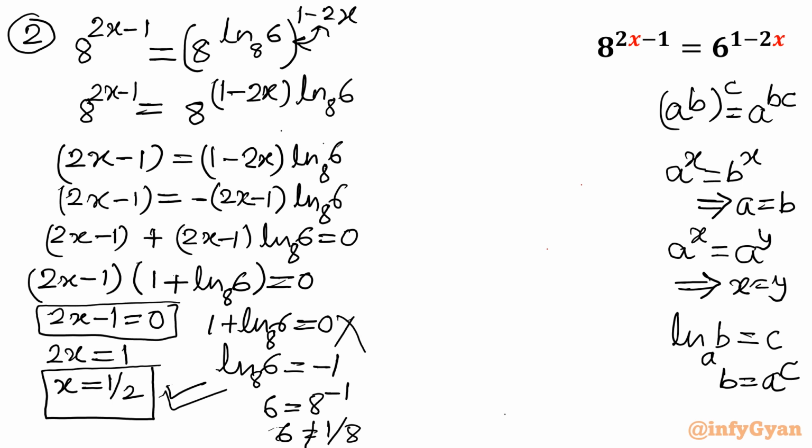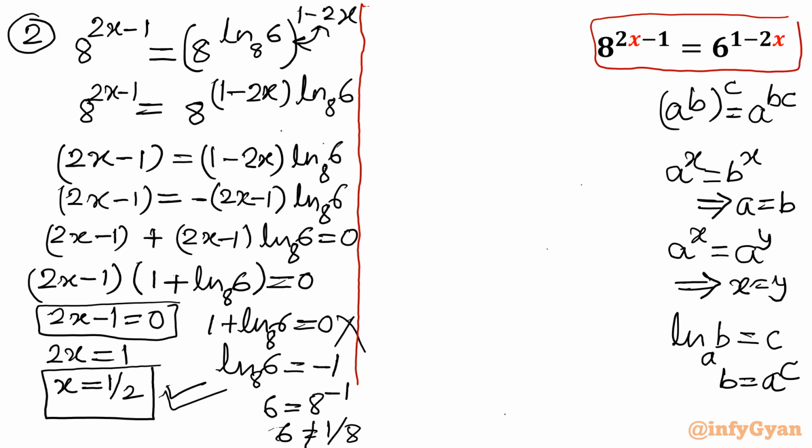Now come to the third method. The third method is using logarithms, which is very common actually. What I am going to do is take ln on both sides of this equation. So the equation will be, this is method number 3, the algebraic third method: (2x minus 1) ln 8 equal to (1 minus 2x) ln 6.